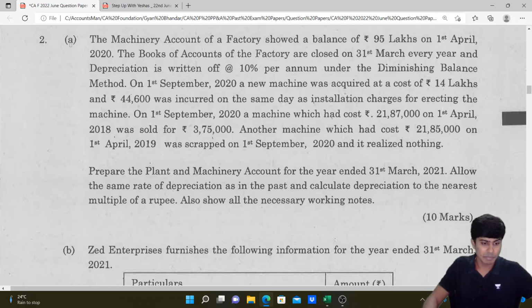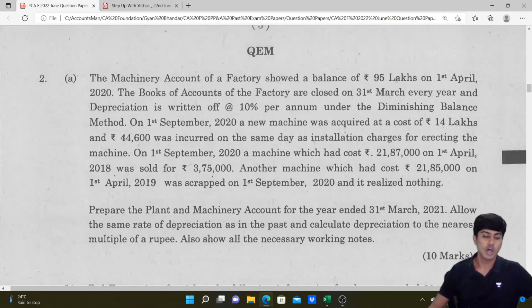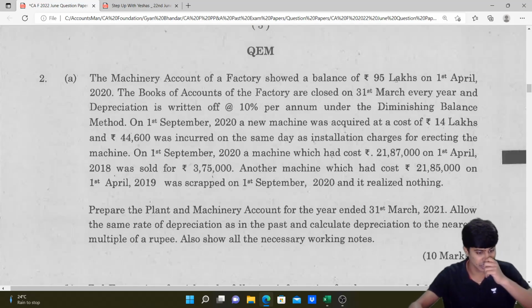Question number 2A coming up. Machinery account of a factory showed a balance of rupees 95 lakhs on 1st of April 2020. The books of accounts of the factory are closed on 31st of March every year. And depreciation is written off at 10% per annum under the diminishing balance method. On 1st of September 2020, a new machine was acquired at a cost of 14 lakh and 44,600 was incurred on the same day as installation. So the cost of that new machine will become 14 lakh 44,600. You get that?